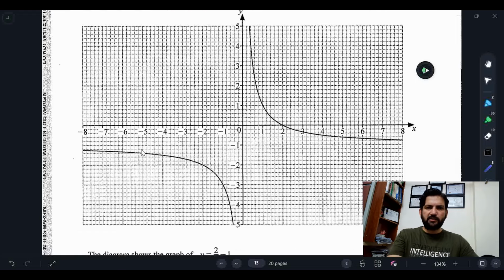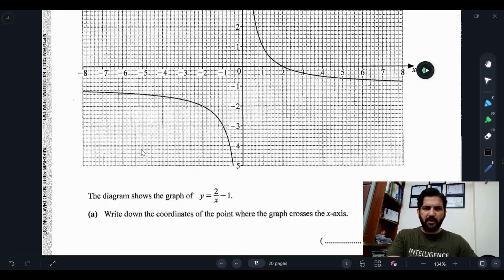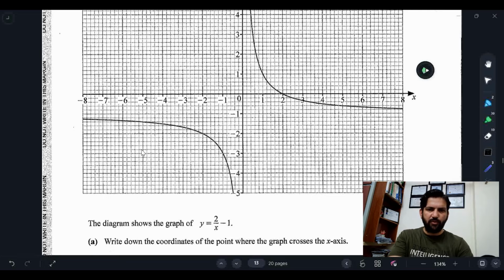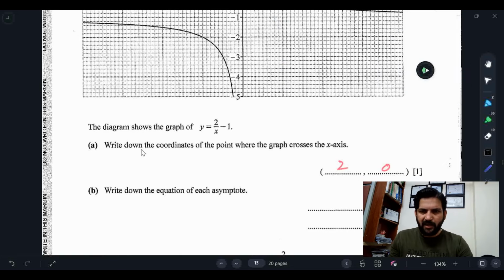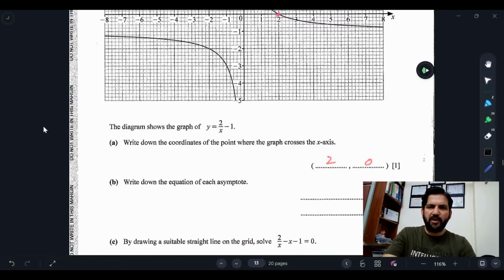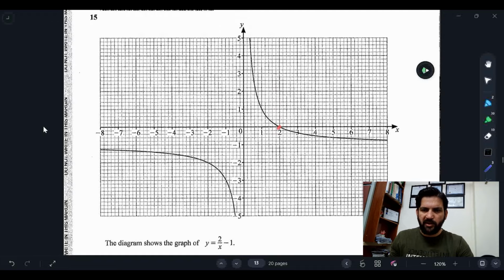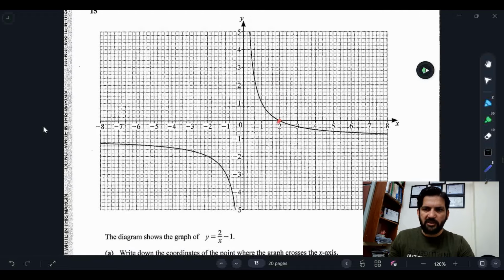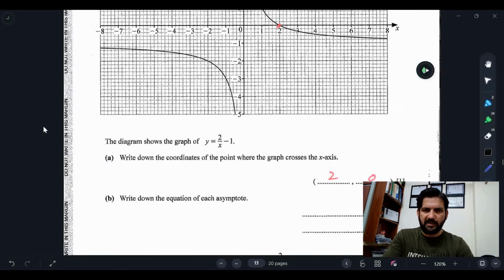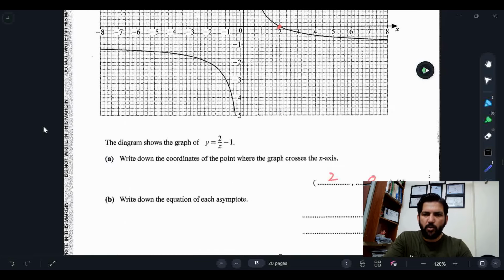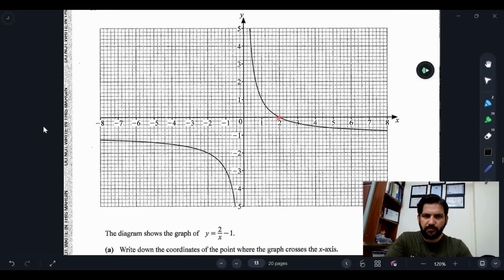Let's move to the next one, question number 15. Now in question number 15, we have to write down the coordinates of the point where the graph crosses the x-axis. It's very simple. We can see that at this point the x coordinate is 2 and the y coordinate is 0. Please do not change the x and y coordinates. Okay, now what will be the answer? 2 and 0.